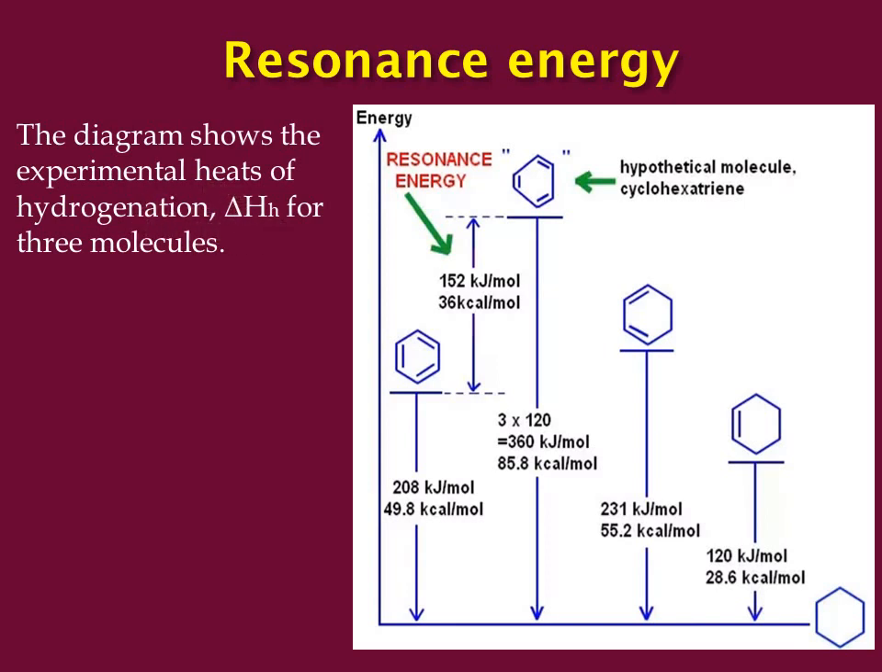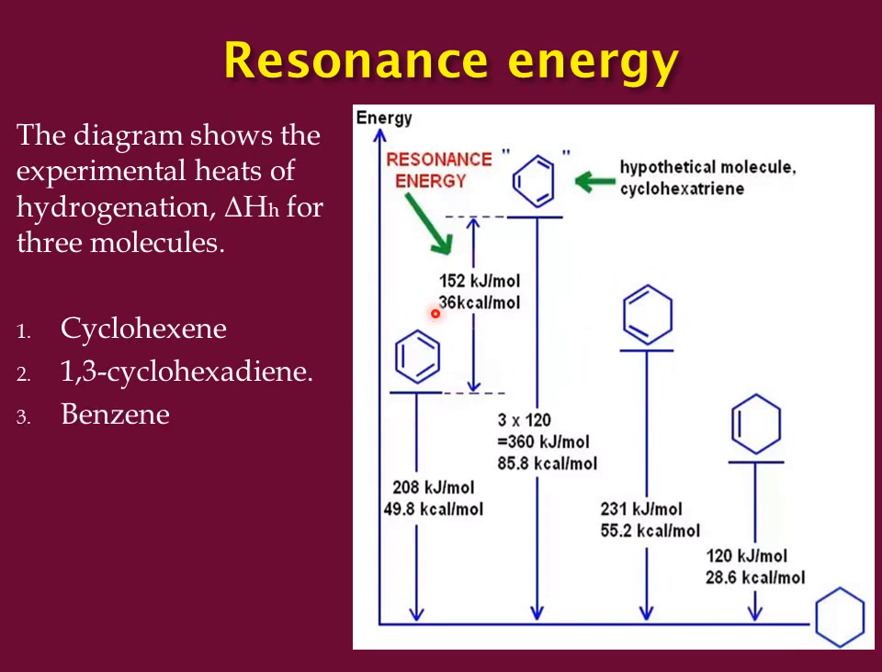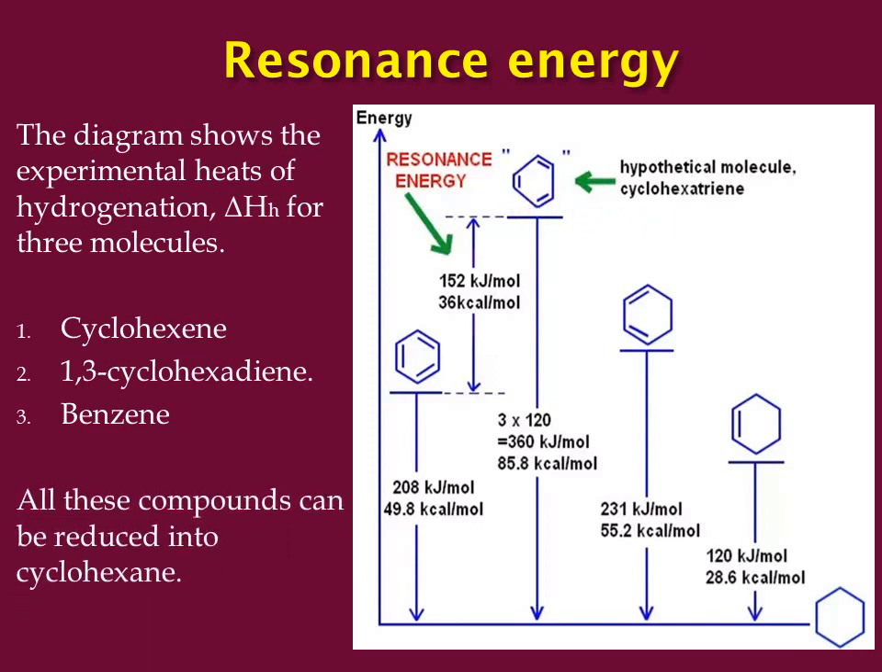For three molecules, the first one is cyclohexene, the second one is 1,3-cyclohexadiene, and the third one is benzene. We are also having a hypothetical molecule. What is a hypothetical molecule? Which does not have its original existence. We are just assuming it to be a molecule. Now all these compounds can be reduced to cyclohexane, as you can see.